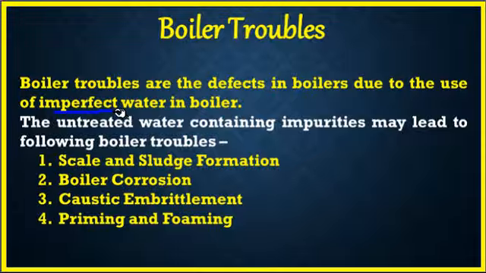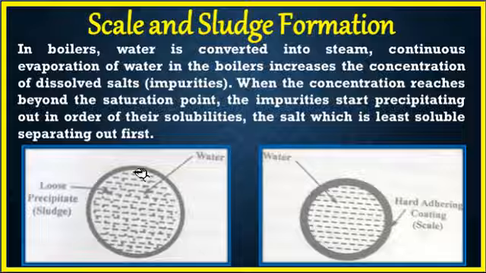When such water is used in the boiler, it may create various types of defects in the boiler, and these defects in the boiler are known as the boiler troubles. Various types of boiler troubles are scale and sludge formation, boiler corrosion, caustic embrittlement, and priming and foaming. So first let us discuss the scale and sludge formation.